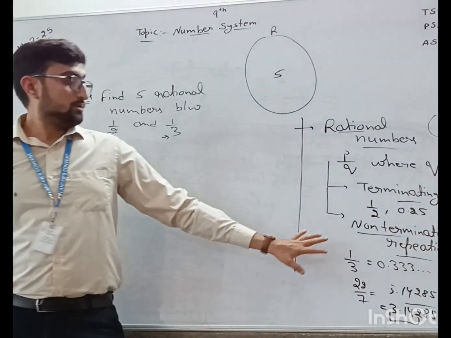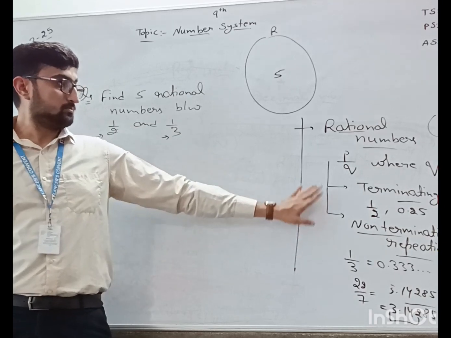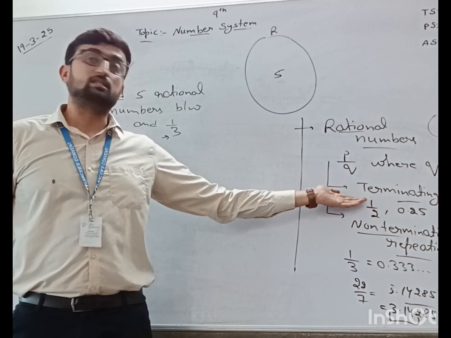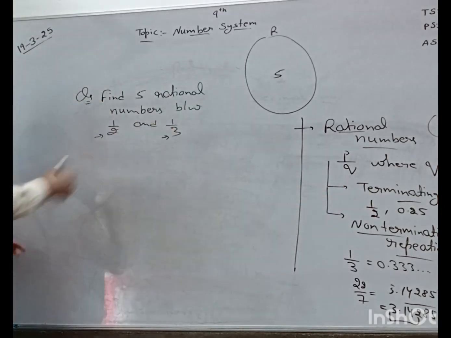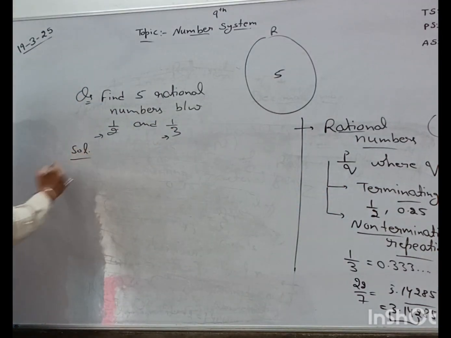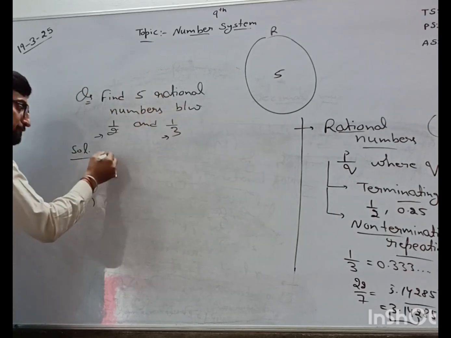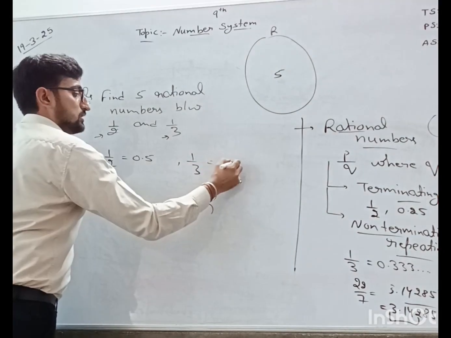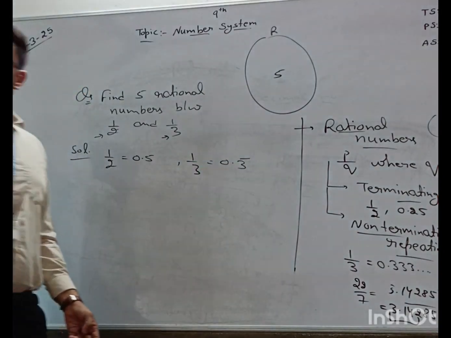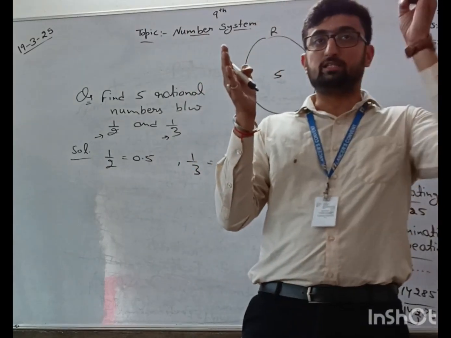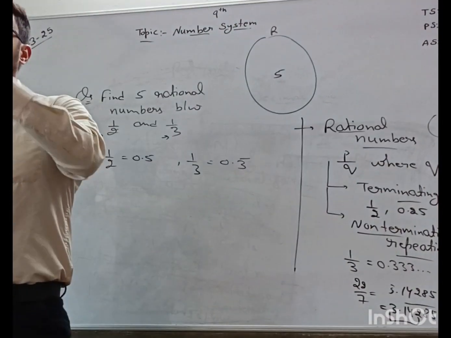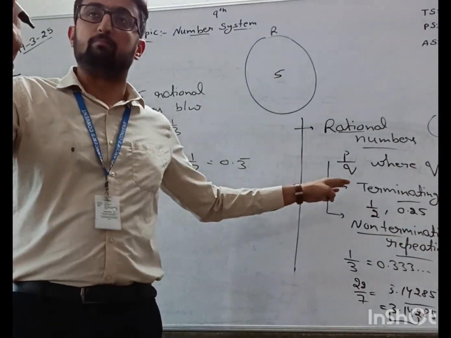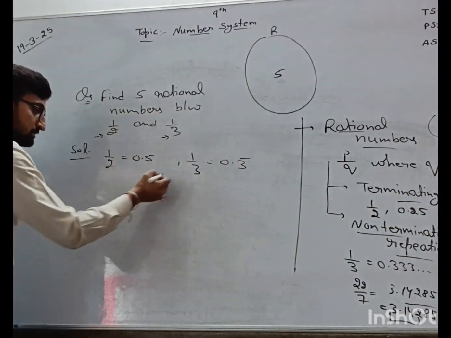As we know, the definition of rational numbers is that they are non-terminating but repeating, or just terminating numbers. So let us try to use this definition. If we convert this 1 by 2 into decimal form, it is nothing but 0.5, and similarly 1 by 3 is 0.3 bar. And we know the numbers between 0.3 and 0.5 which are non-terminating but repeating in nature, or just terminating numbers, such numbers are rational numbers.